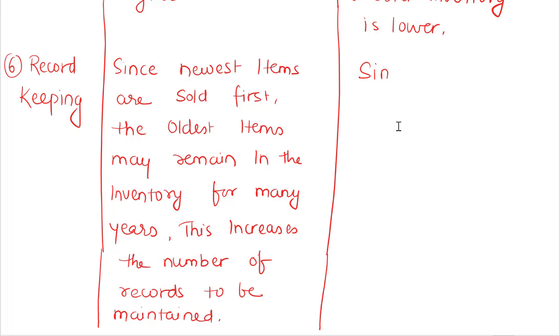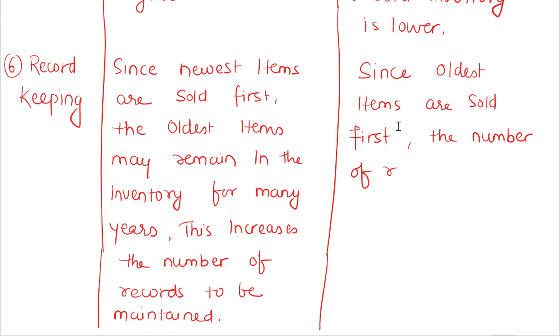Write in FIFO, since the oldest items are sold first: first in, first out. The number of records to be maintained decreases. The number of stock to be maintained decreases.